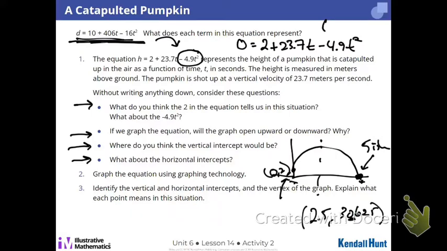Let's try that again. 30.625 meters, so almost 100 feet up. This is a pretty good catapult, huh? And so this would be our vertex. Again, big reminders: the vertex is halfway between the two zeros, and the axis of symmetry runs through it. If I know my x, how do I get my y? Test it. Plug it in and pump it out.